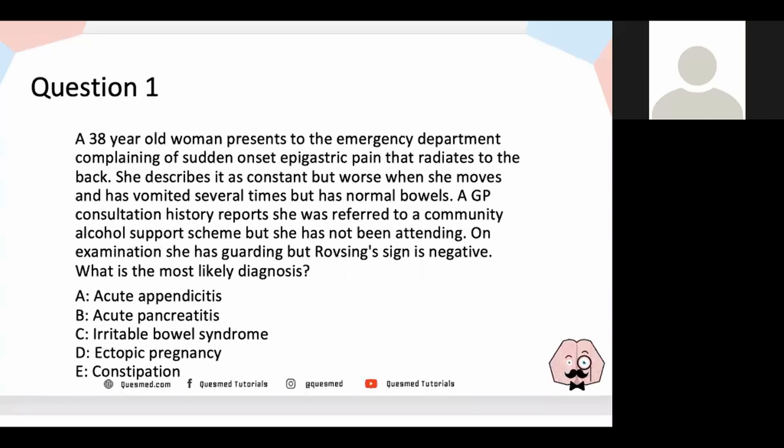A 30-year-old woman has presented to A&E complaining of sudden onset epigastric pain that radiates to her back. She describes it as constant, but worse when she moves, and she has vomited several times. Her bowels are opening normally. You look through her GP notes and find that she's been referred to the community alcohol support scheme, but she has not been attending. On examination, she has guarding, but Rovsing's sign is negative. What is the most likely diagnosis?